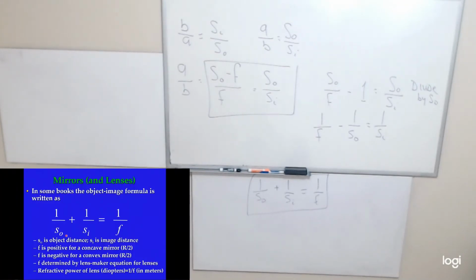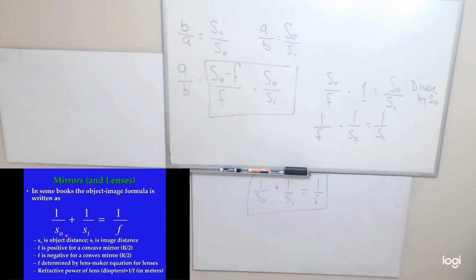So there's our equation. S naught is the object distance, SI is the image distance. F is positive for a concave mirror. F is negative for a convex mirror. For a lens, F is determined by the Lensmaker equation, although I'm generally going to quote the value of F in a problem. I'm not going to hold you responsible for the Lensmaker equation on the exam. You might need to use it in the homework once, but you're not going to be responsible for it on the exam.